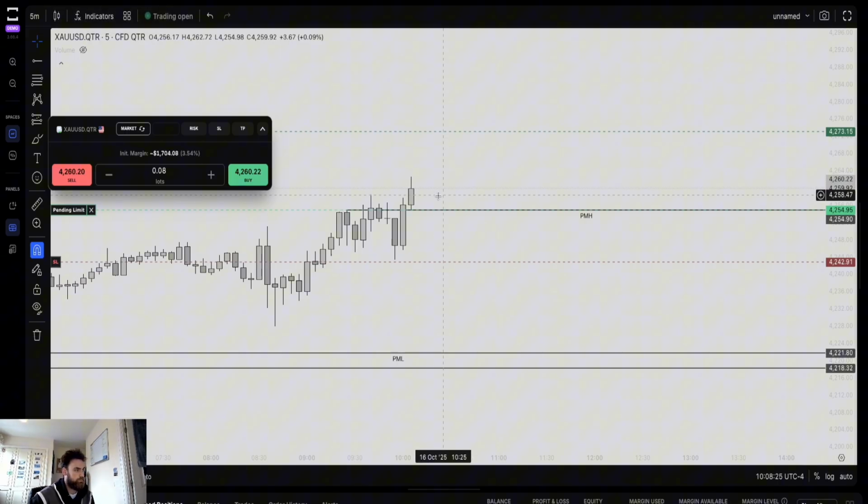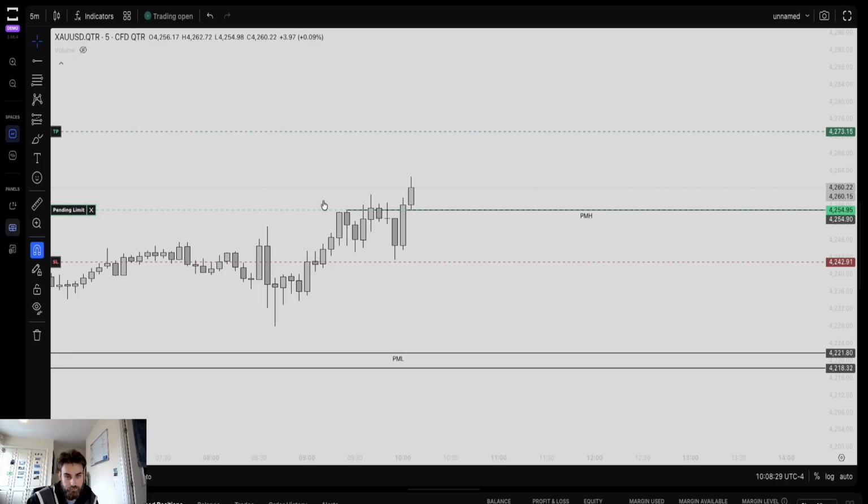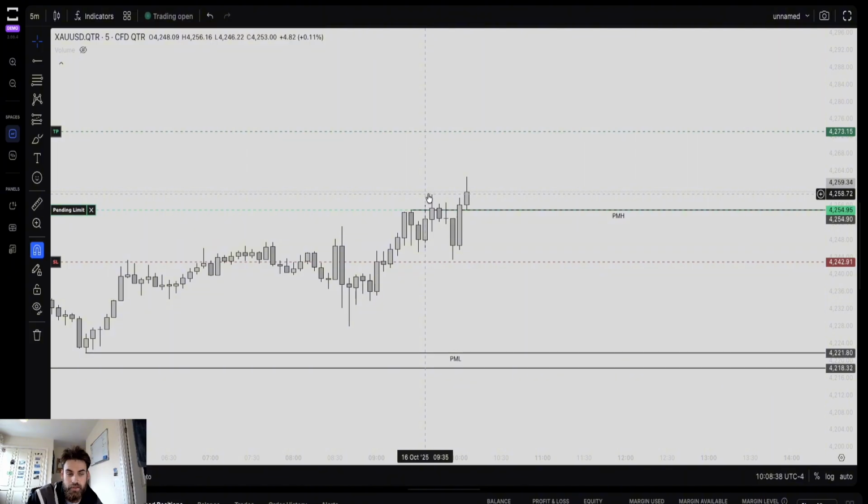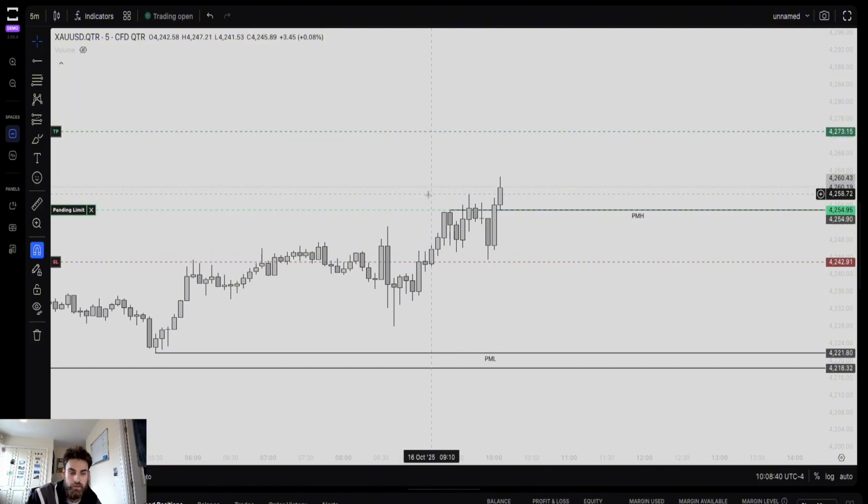Ideally, we want it to be respecting this zone here, but due to large volume spikes, especially lately with gold, but any time with gold really, if you've been trading it, I'm sure you'll know.